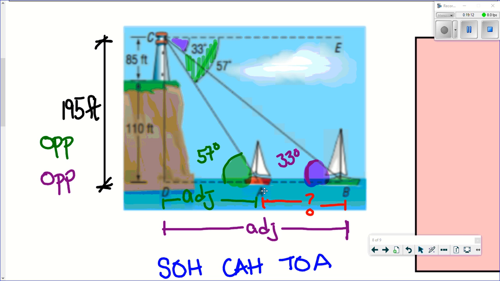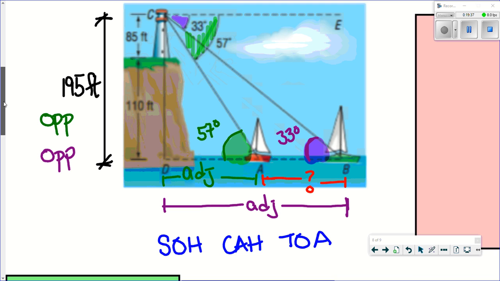Now what they want us to find is the distance between A and B. So this is what I put the line as red in a question mark. So in order to do that, we need to know what is the distance from D to boat B, and then from D to boat A. So once we find that, then we can find that missing piece. So in order to do that, we got to find out what is that missing side.